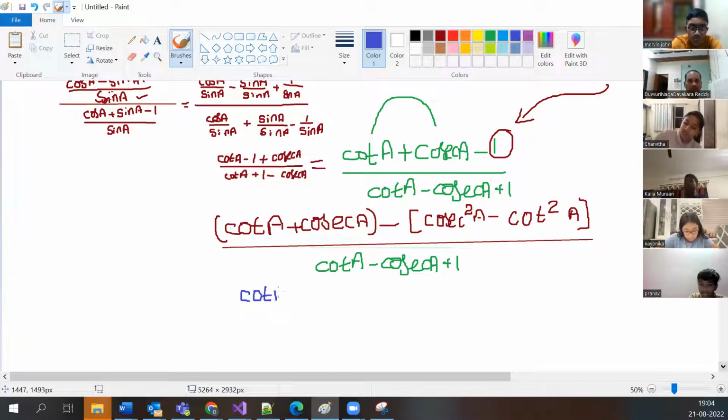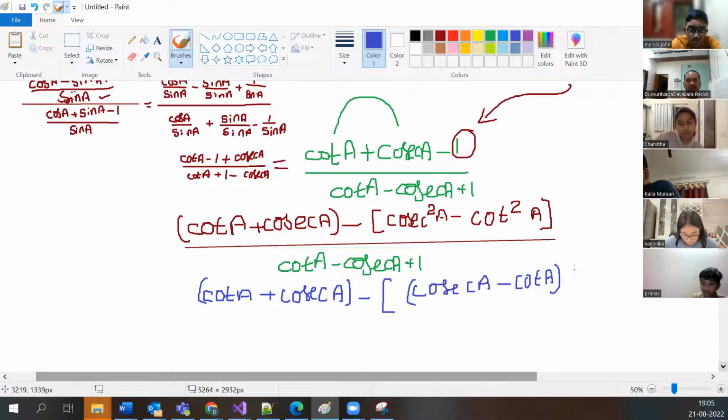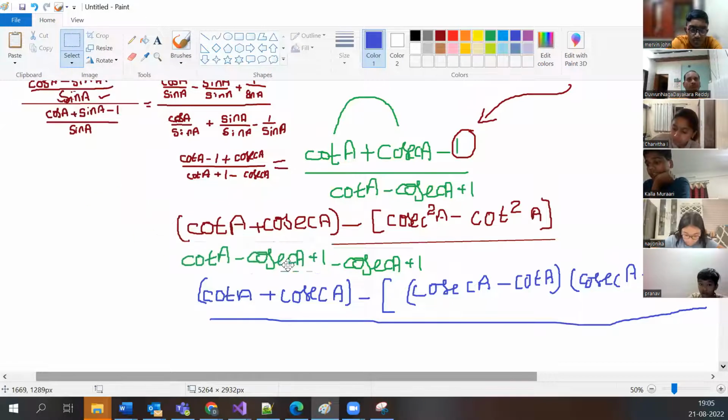So, cot A plus cosecant A as it is, you can write. Then minus, in a big bracket, cosecant A minus cot A, into, A minus B is done, into A plus B, that is cosecant A plus cot A. Is it clear? Divided by is the same as it is, nothing to do.